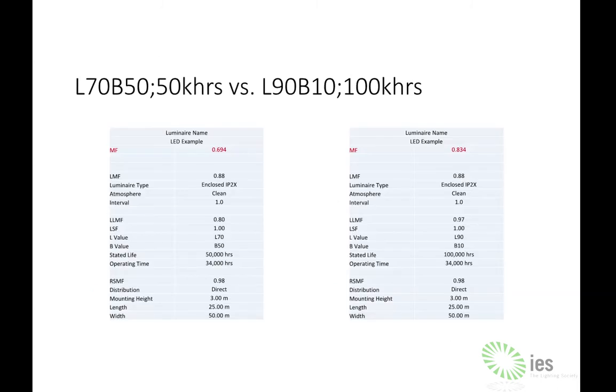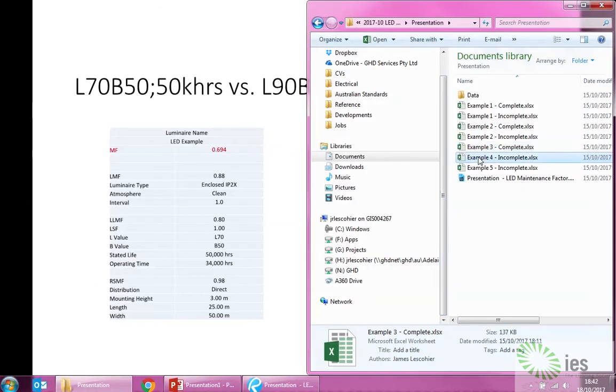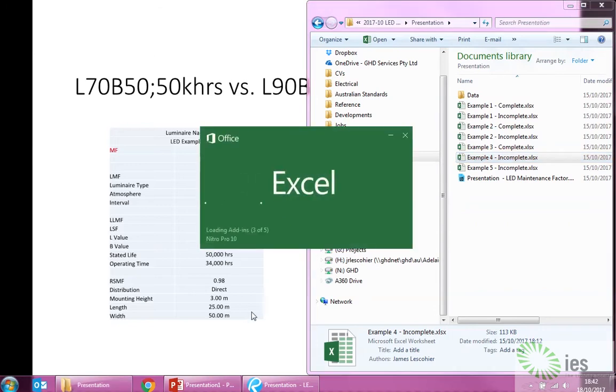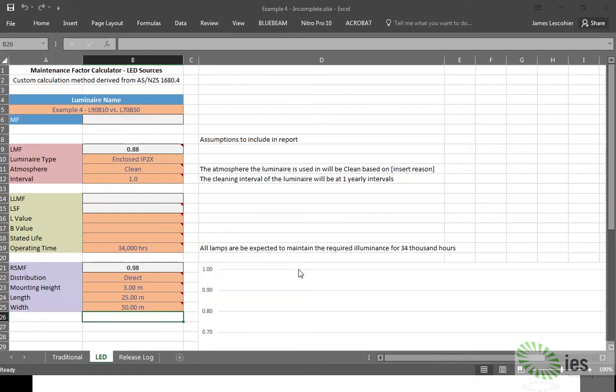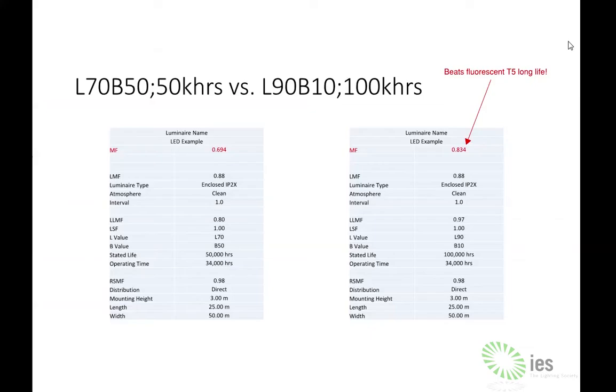And here's the difference there. I've got the calc there if you want to have a look at it and we can fill it in together, but you're taking my word on it that those are the... You're going to trust me? Beautiful. Finally, when we compare our L70 B50 50,000 hours to our L90 B10 100,000, now we are beating that fluorescent T5 long life fitting with a decent quality LED luminaire. That's the only difference, is just improving the quality of the luminaire.